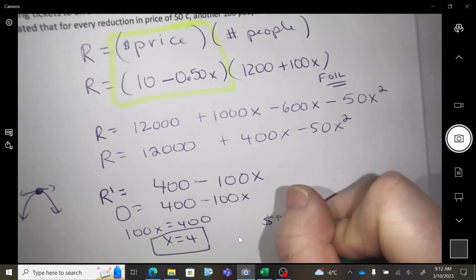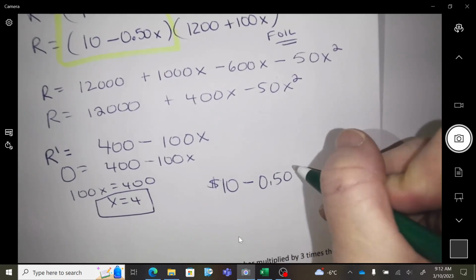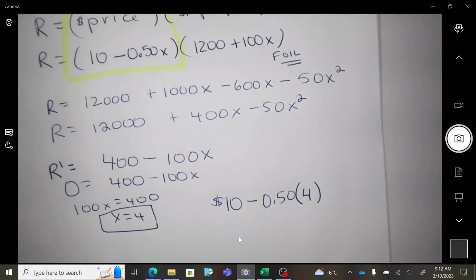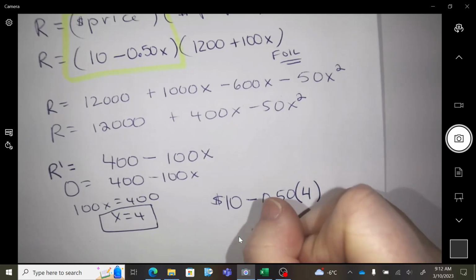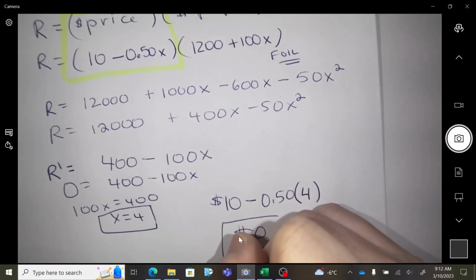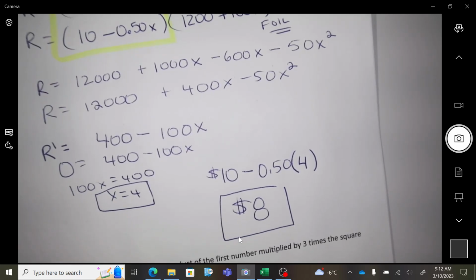So we were at $10 and we decreased 50 cents 4 times. That's what the x is meaning, how many times you change the price. So we should sell tickets for $8. Okay, does that make sense?